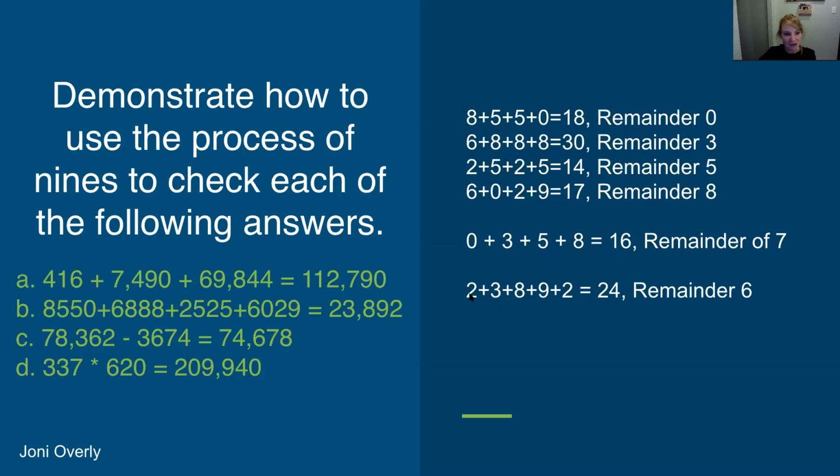And then we're going to add our very last, the 2 plus 3 plus 8 plus 9 plus 2 equals 24 with a remainder of 6. Uh-oh, so the correct sum must be, if you add all those up together, it's going to be 23,992. Okay.